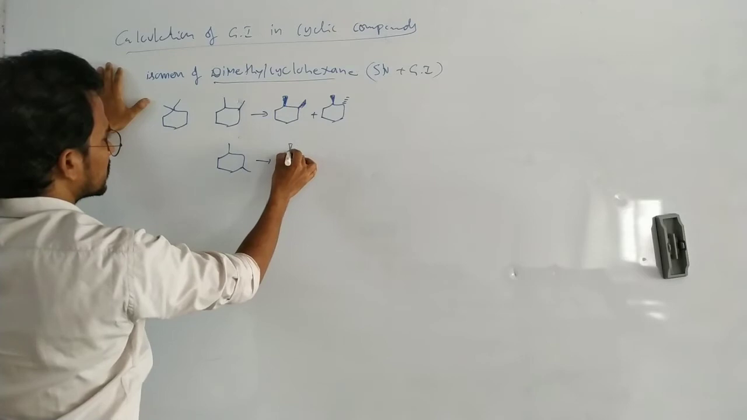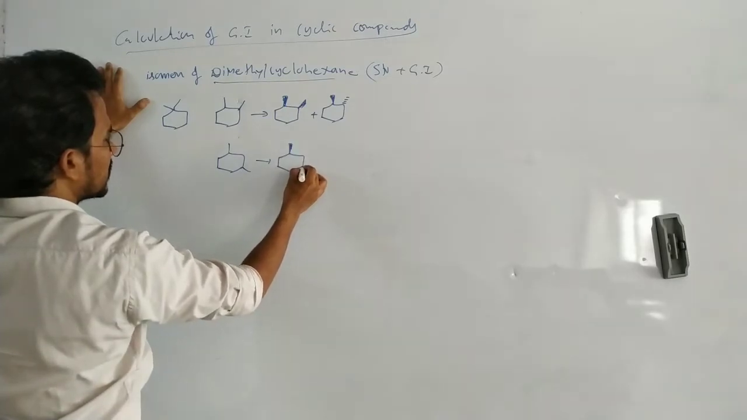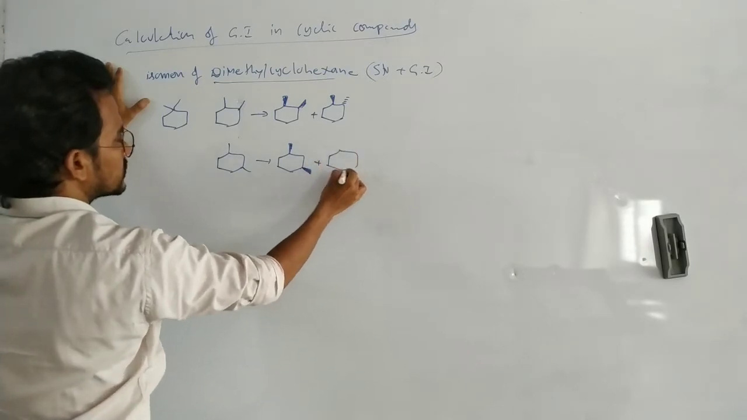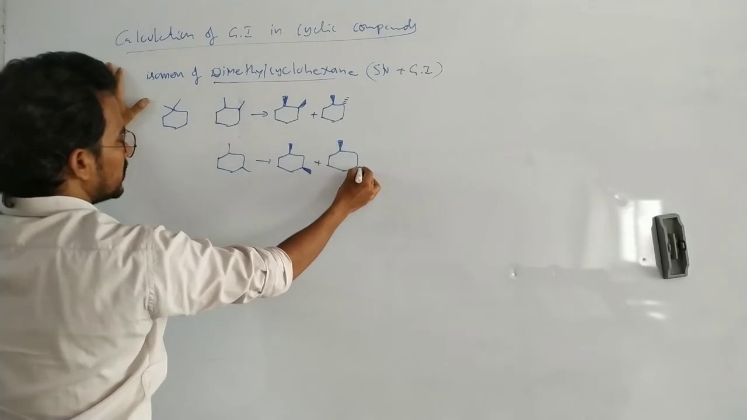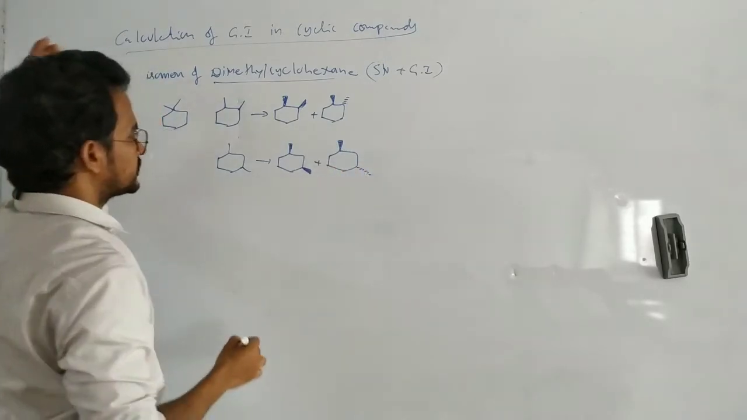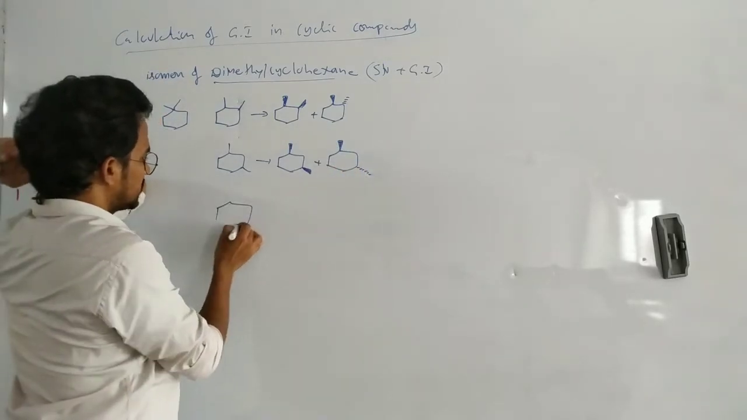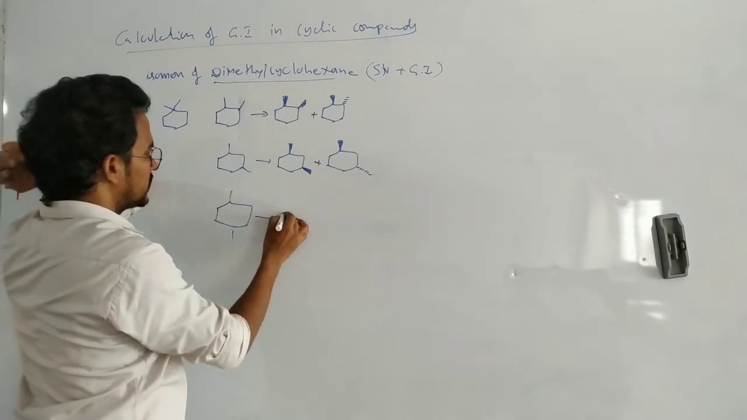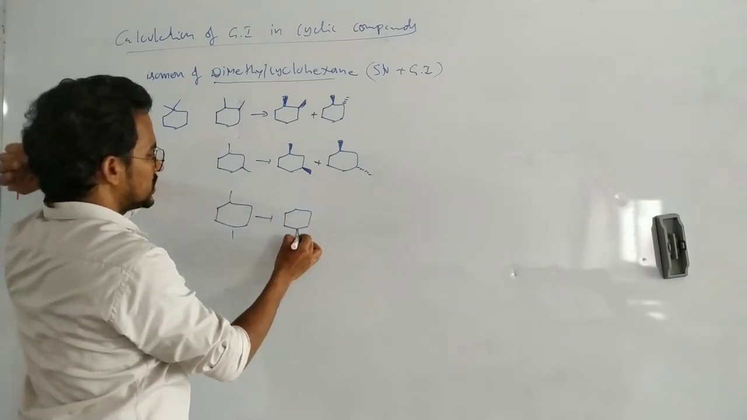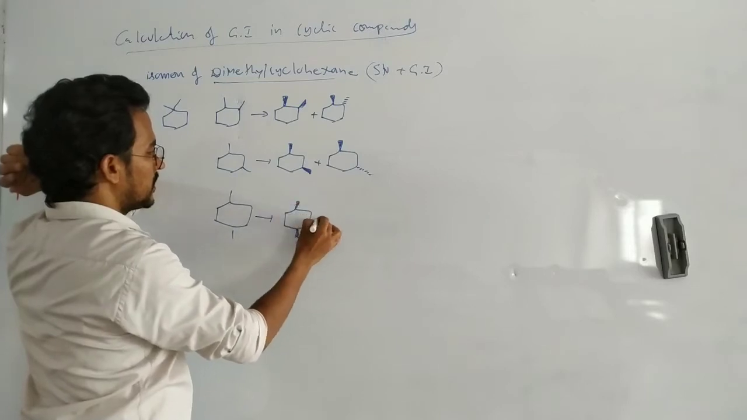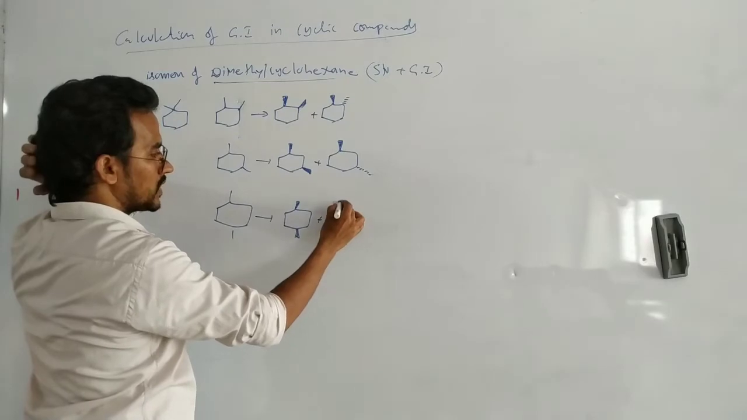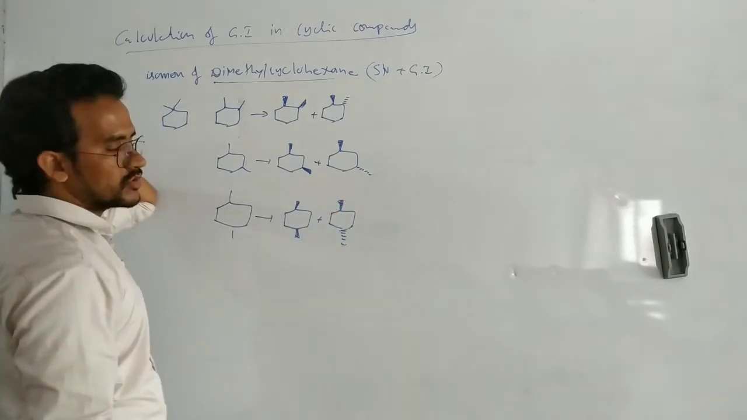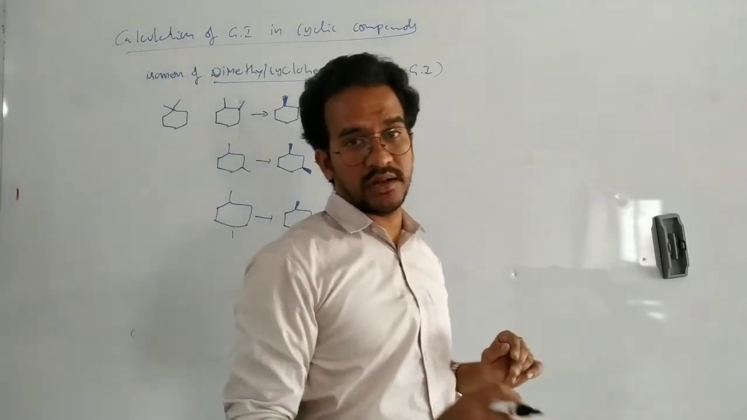1,3 dimethyl cyclohexane. Above the plane and here above the plane, plus above the plane, here below the plane. Next here, 1,4, that 1,4 exists in both cis form and trans form. Okay, that's it.